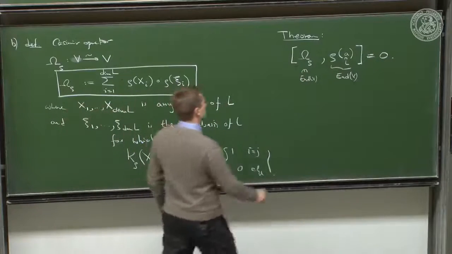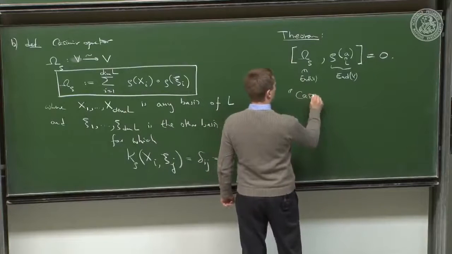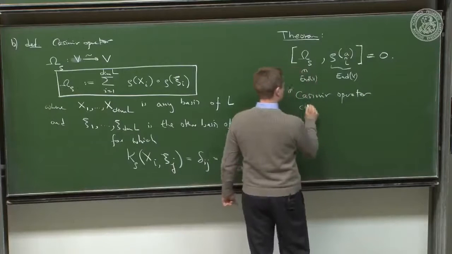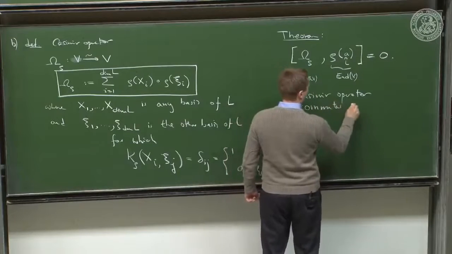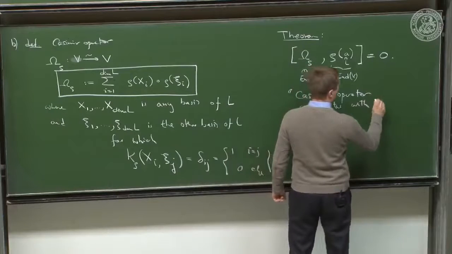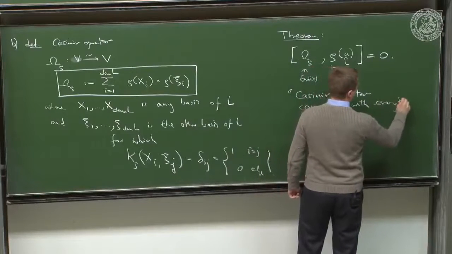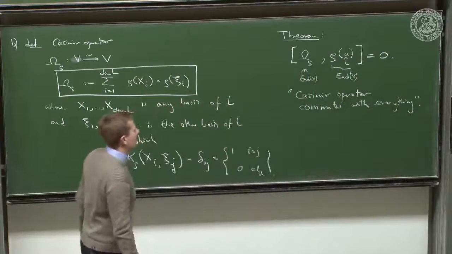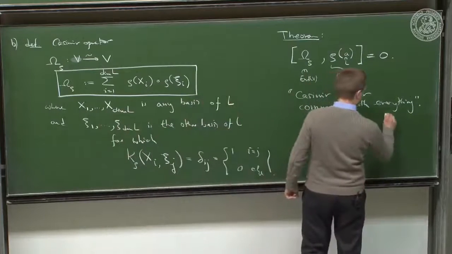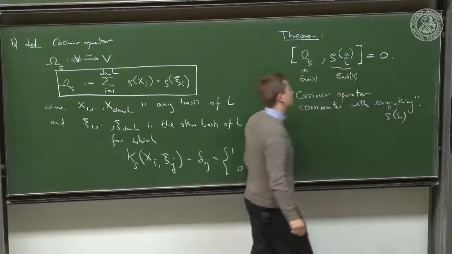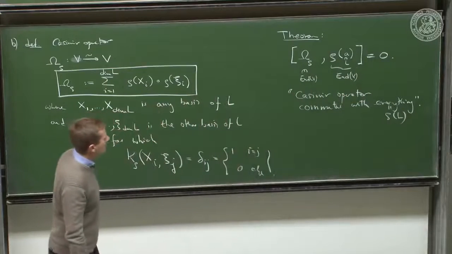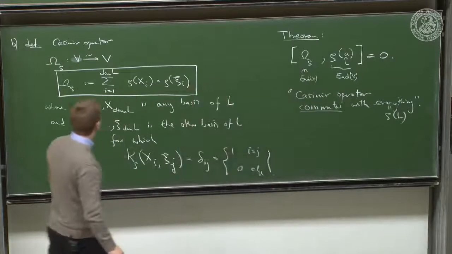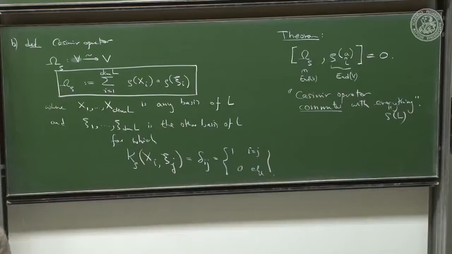So the motto here is that the Casimir operator commutes with everything. Well, everything meaning every image with the whole rho of L. So everything is rho of L. Okay? And this is how it's often introduced.